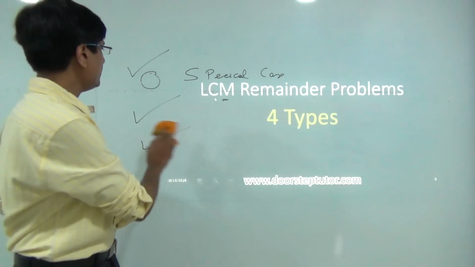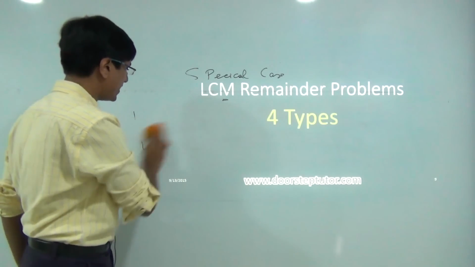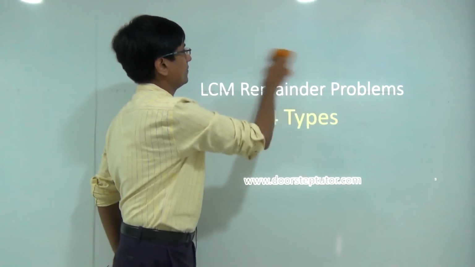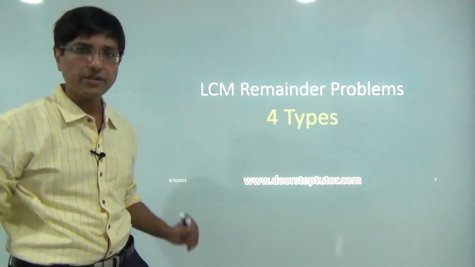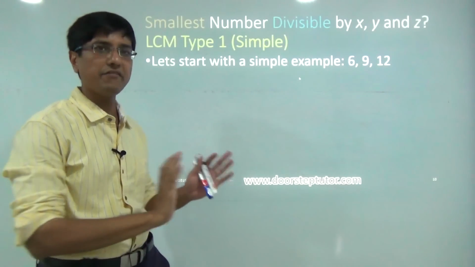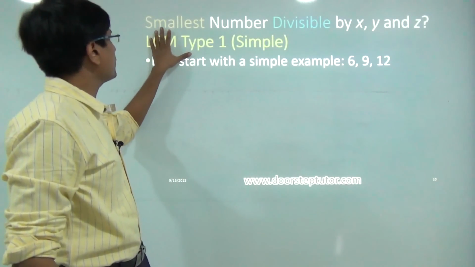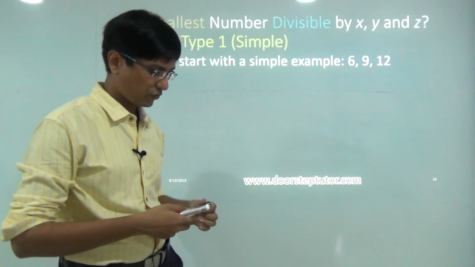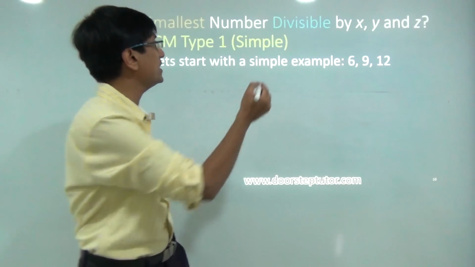Now moving on to LCM. Again, I have divided the LCM problems involving remainders into 4 types. Again, we will start with the simplest kind of problem by definition. I have to find the smallest number which is divisible by all of these numbers. Notice the keyword divisible here.